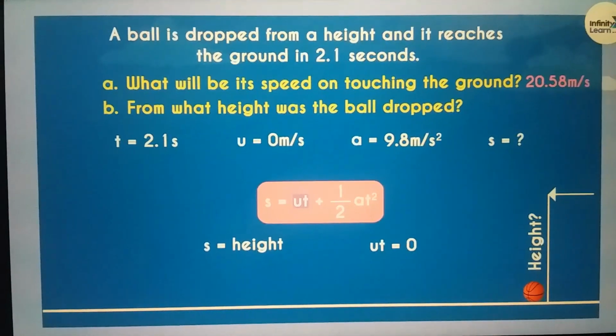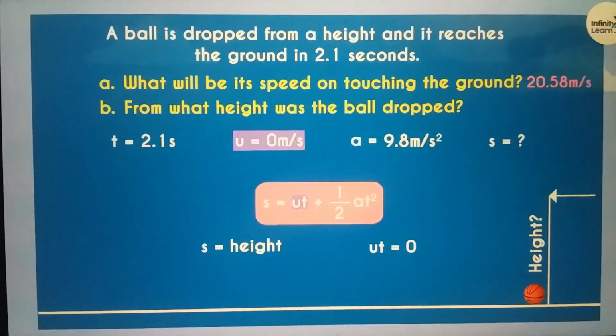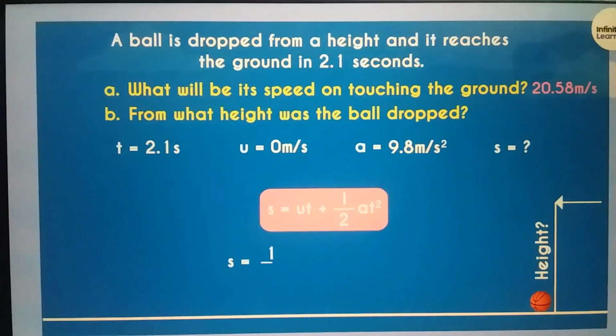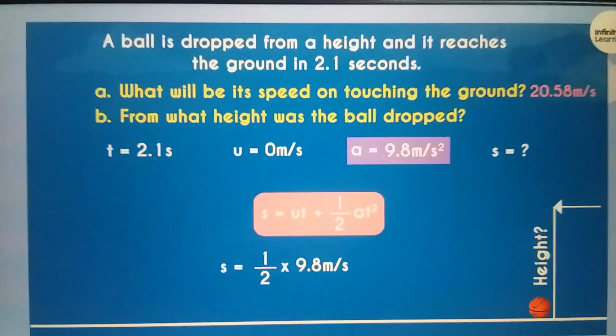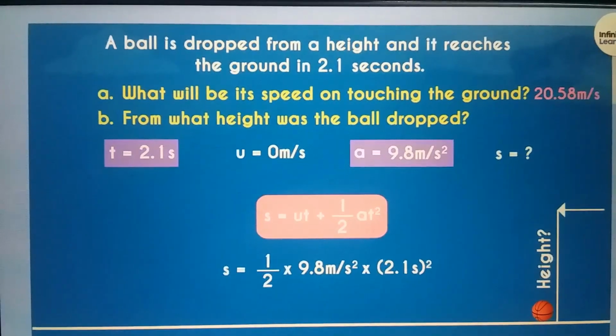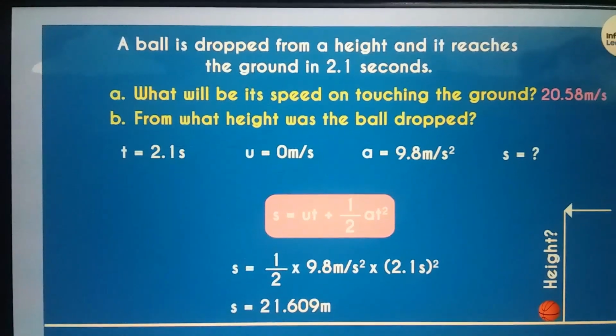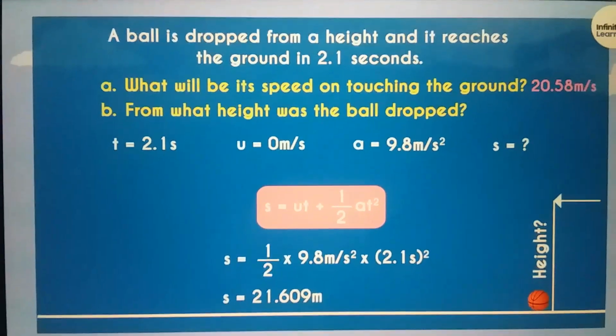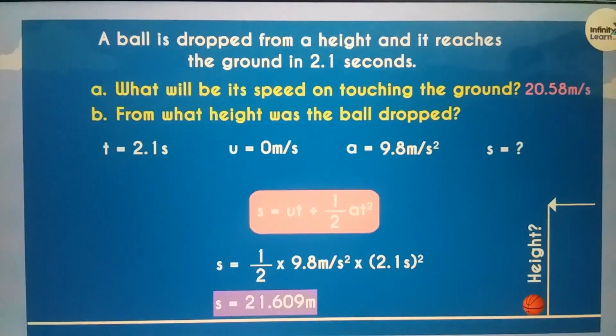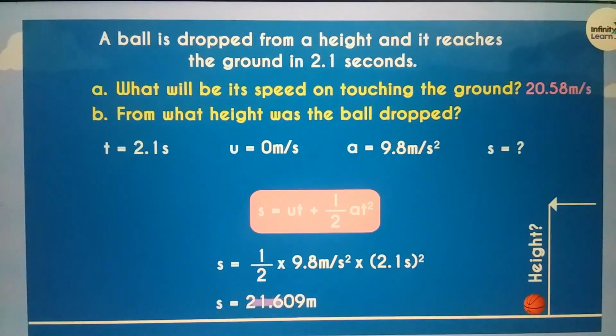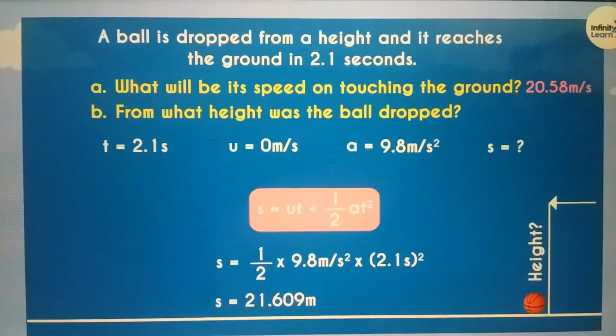This term will be 0 as u is 0. We get the height s as 1/2 times 9.8 meters per second squared times 2.1 seconds squared. Solving this will give us the height as 21.609 meters. The ball took 2.1 seconds to fall from this height. We just used the equations of motion to solve these examples.